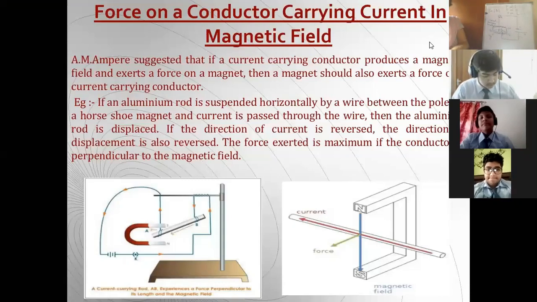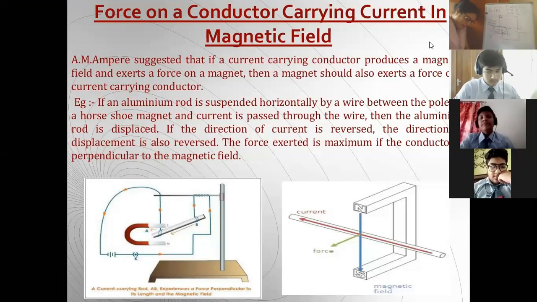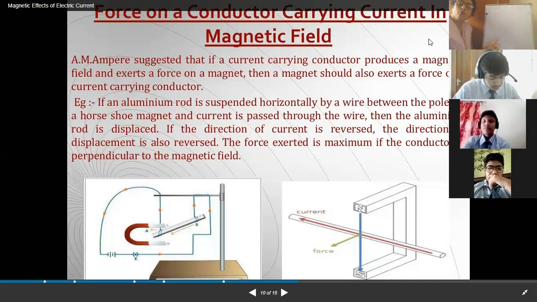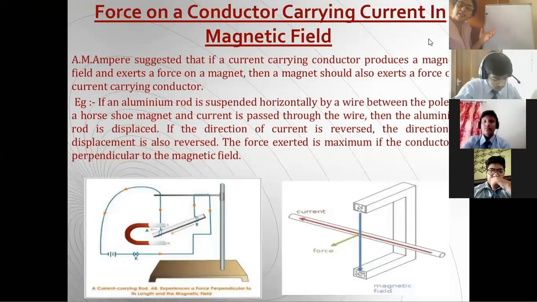Today, we will try to explore what will happen to a current carrying conductor if it is placed in a magnetic field. We are well aware of this fact that if the current flows through the conductor, it creates a magnetic field around itself.